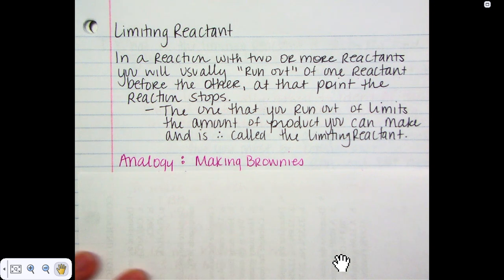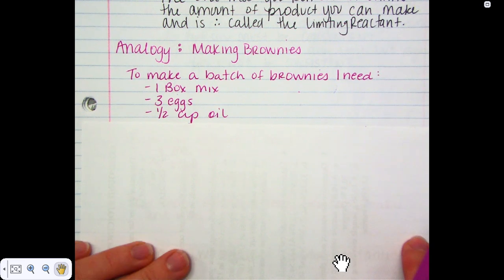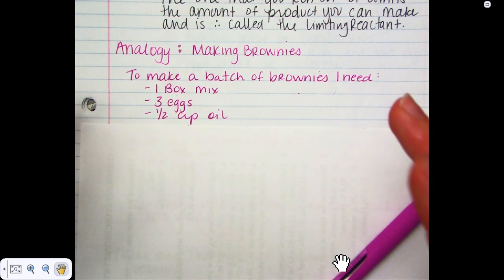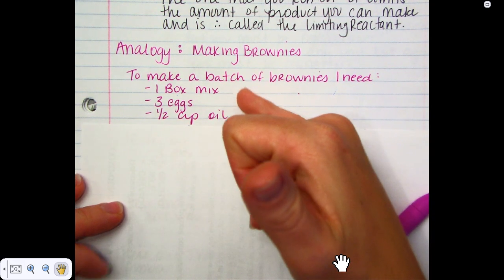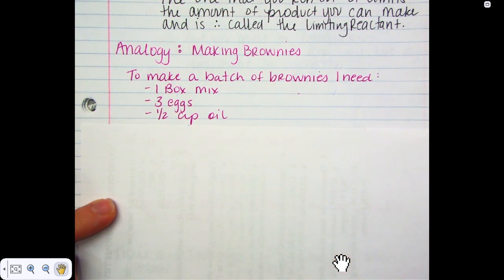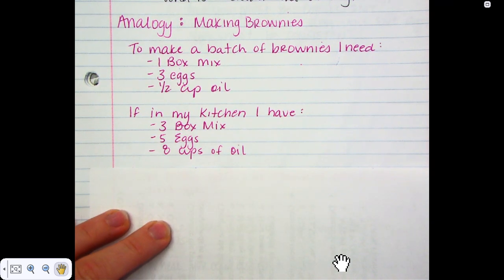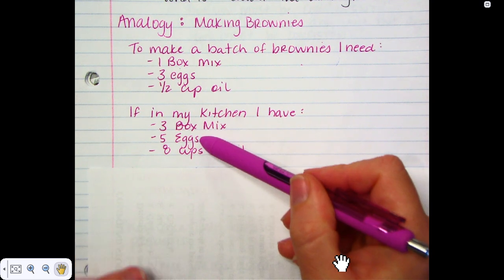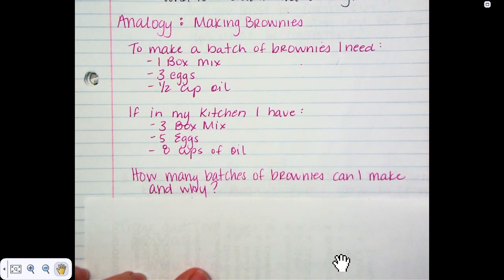So let's look at an analogy, and this will make it make a little bit more sense. To make a batch of brownies, a 9x13 standard pan of brownies, I need a box of mix and 3 eggs and a half a cup of oil. Those are the ingredients, and I have to have all 3 of them in that proportion in order to make 1 pan of delicious brownies. So if I go into my kitchen and take inventory of my ingredients and I have 3 boxes of mix and 5 eggs and 8 cups of oil, how many batches of brownies can I actually make?